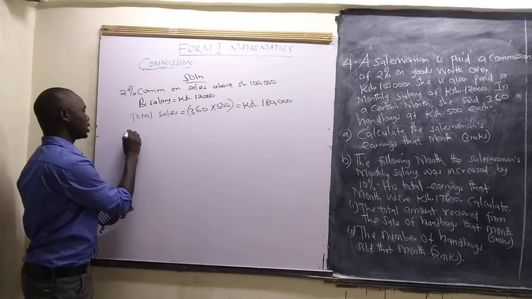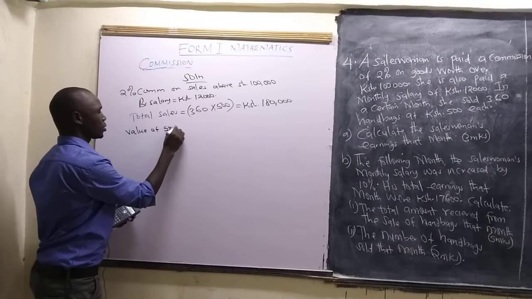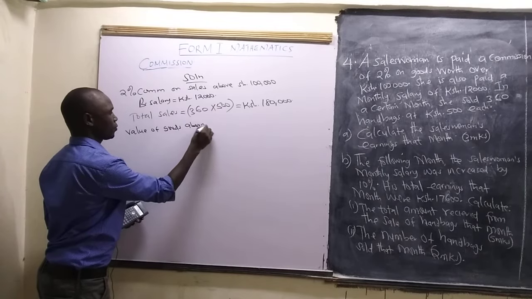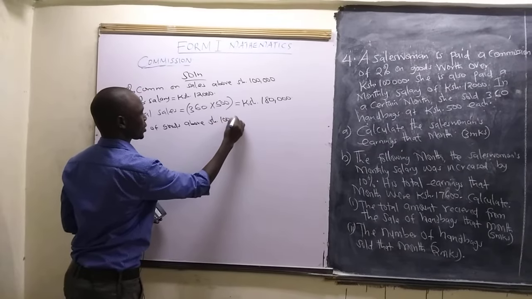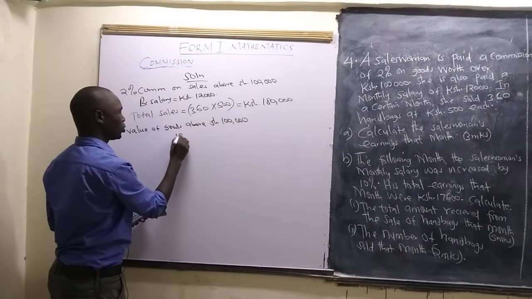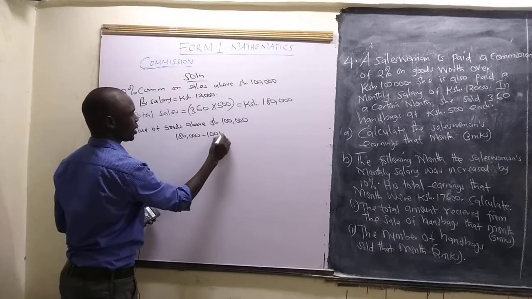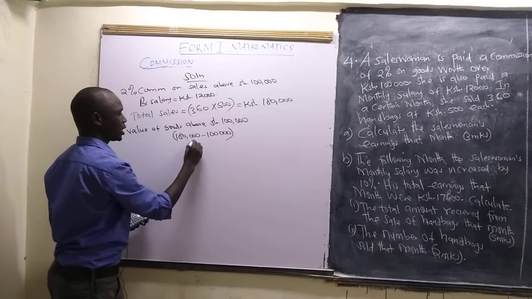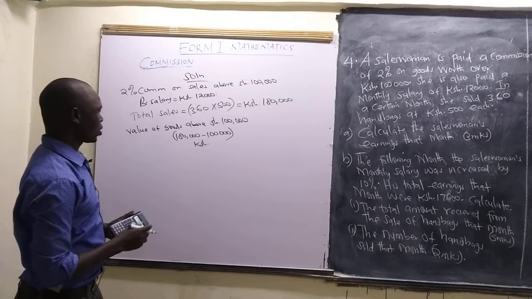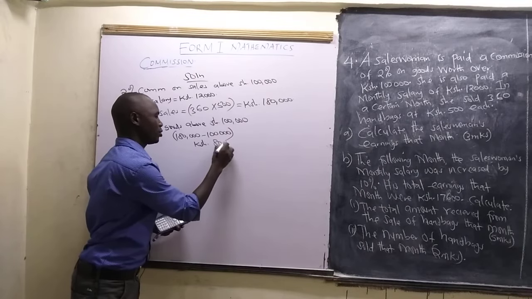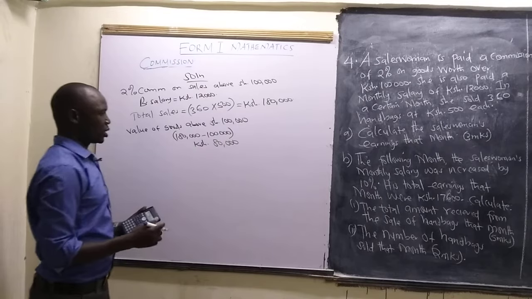So let us get the value of goods above 100,000. This one is going to be equal to 180,000 total sales minus the minimum 100,000, so that we can get the value of goods that is going to give us commission, and the value of goods which are entitled to commission is 80,000.